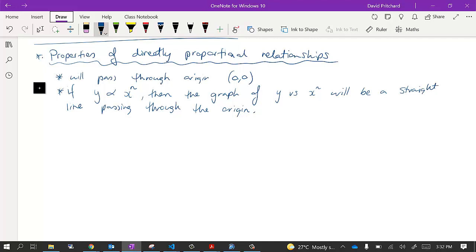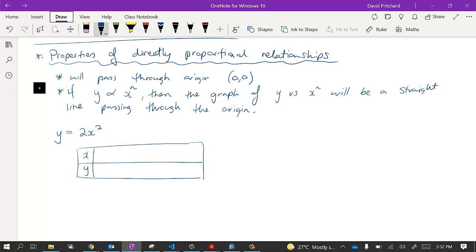Consider the function y is equal to 2x squared. If I set up a table for this, x versus y, then we've got a good idea of what this will look like. If x is equal to 0, 1, 2, 3, and 4, then the values we get: we sub in 0 and we get 0, we sub in 1 and we get 2, we sub in 2 and we get 8, we sub in 3 and we get 18, and we sub in 4 and we get 32.